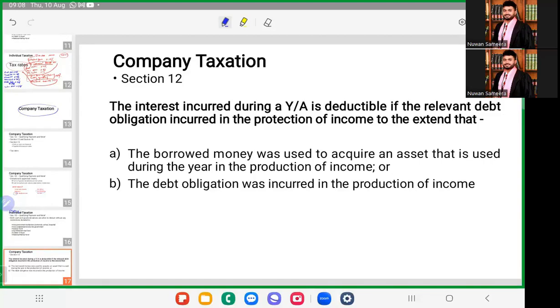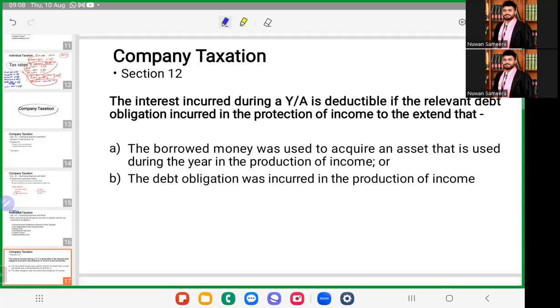That means if the borrowed money was used to acquire an asset, and during that period that asset is employed for the production of income, that interest is allowable. And if the debt obligation was incurred in the production of the income, the interest on that debt obligation is allowed.